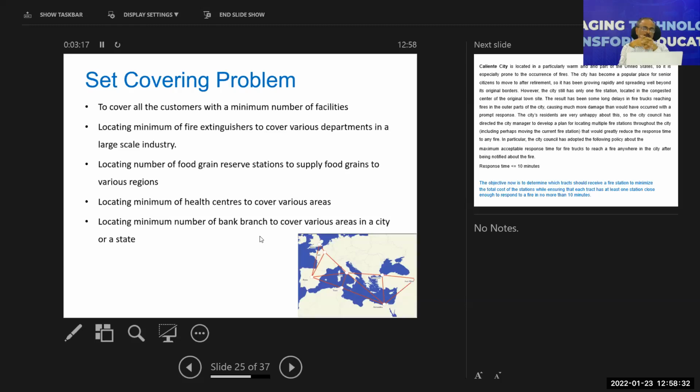So for a metro city or for a bigger city, they will have a local police station which will cover some limited community in which the city is being divided. Okay, so that type of problem wherein we are looking up at locating the facility will be a part of set covering problem.